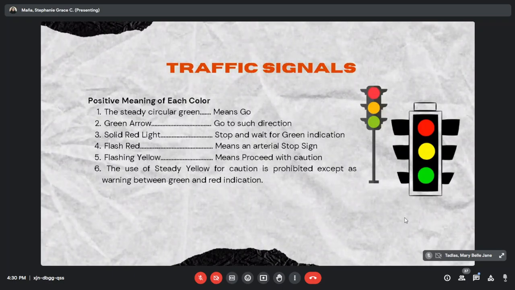Flashing yellow means proceed with caution. When you see yellow, it means the light is about to turn red, so for safety, slow down. The use of steady yellow for caution is prohibited except as a warning between green and red indication. Okay. Next slide, please.